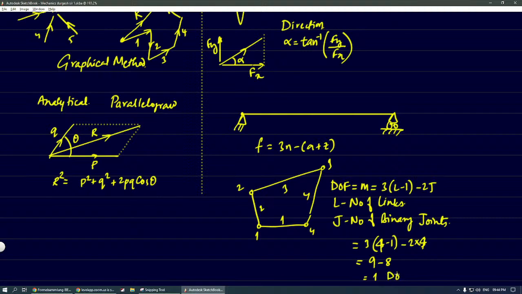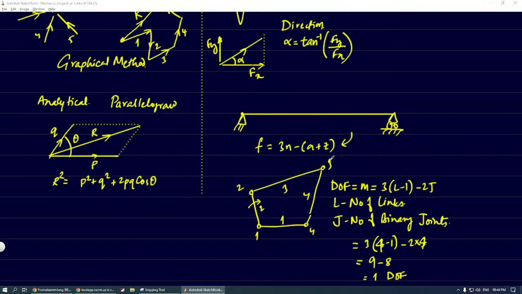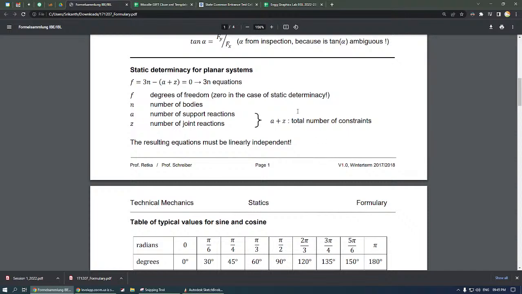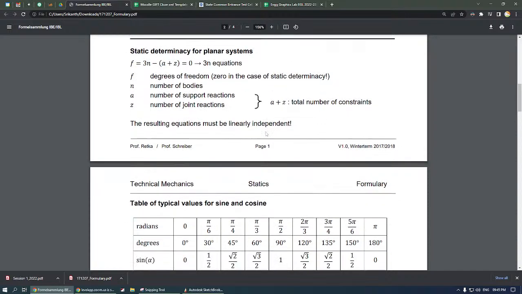When I say 1 degree of freedom, I mean that if I move any one link, the other links have to move to keep up with it. So there is only one position possible for this, and that position can be controlled by any one link at any given point of time. Yes. But I don't know what this equation is. This equation is slightly different. Maybe you can just take a look at it later.